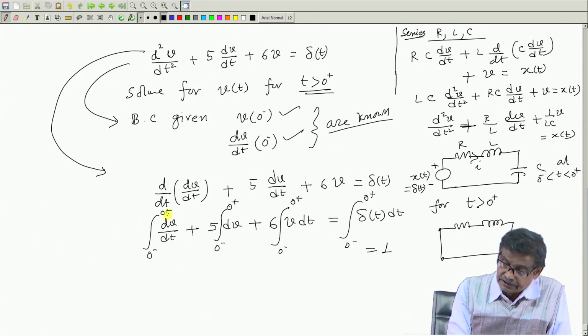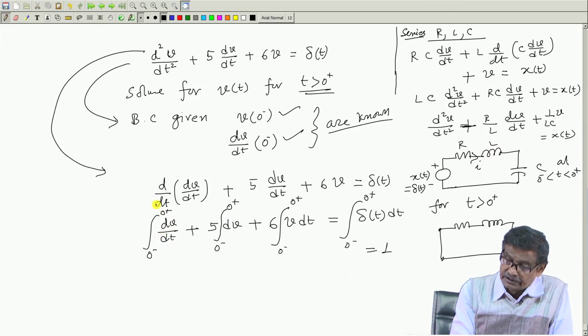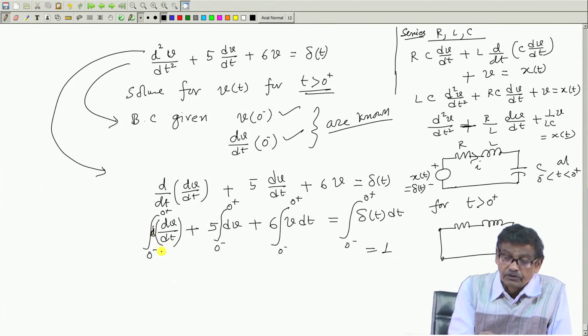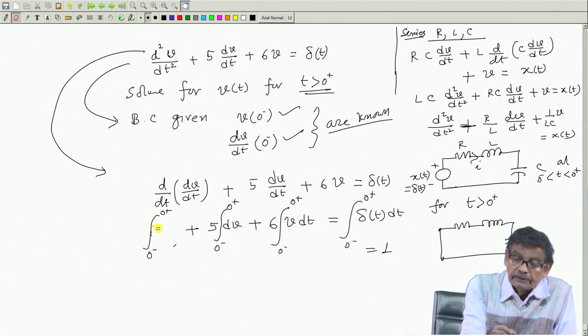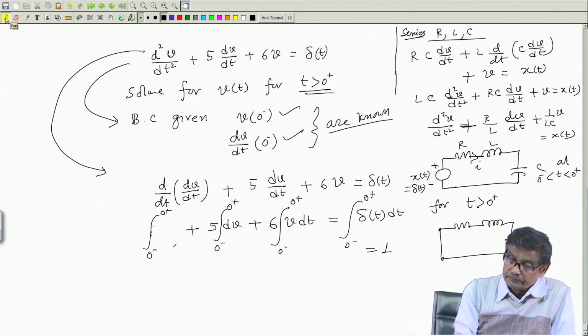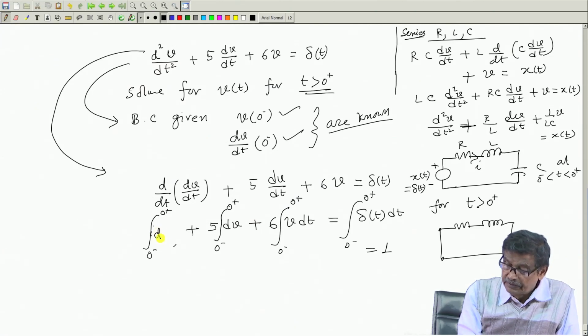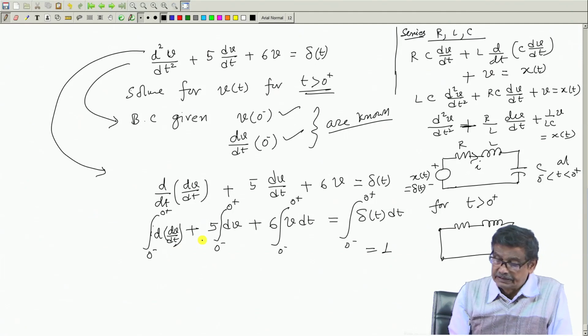Oh, you are correct, dt I have multiplied. So, this dt will go, this will be equal to d of dv/dt. Thank you. So, I will clean it and write cleanly. This term will become d of dv/dt. This is the thing.